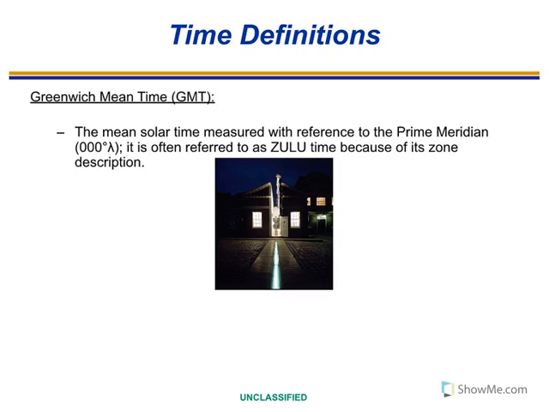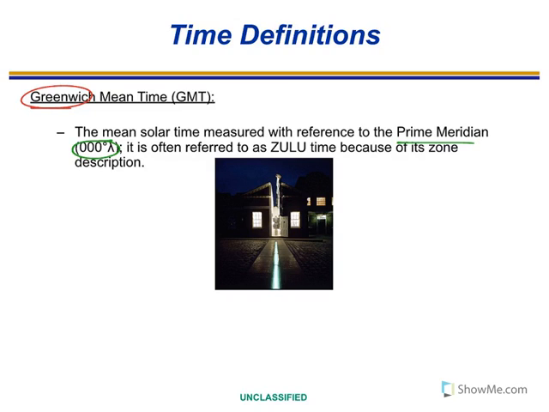Our first type of time is Greenwich Mean Time, GMT. Almost all types of time will have a reference point. In this case, the first word, Greenwich. Whatever the time is at the Greenwich Meridian is GMT. The Greenwich Meridian is also called the Prime Meridian. They both describe the same thing, 000 degrees of longitude.